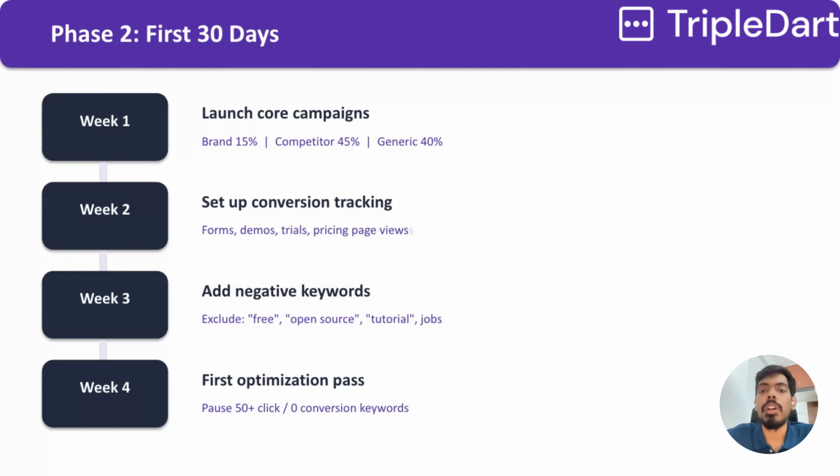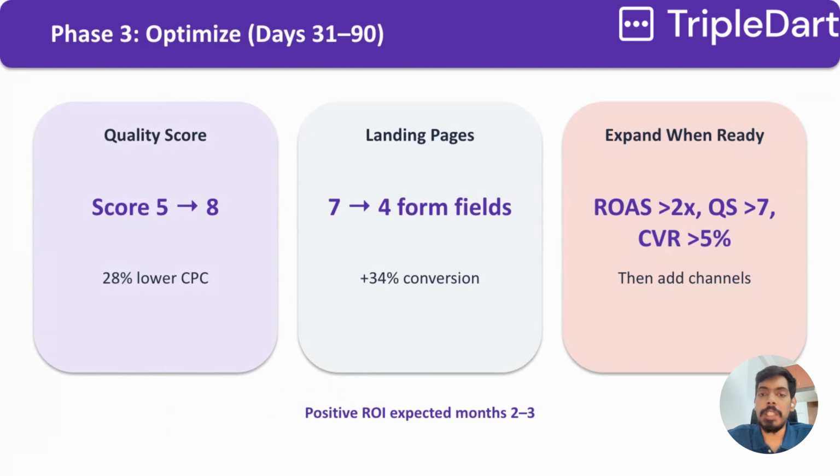That's expected, don't worry. Now coming to phase 3, days 31 through 90. Here you have to improve your quality score. Going from 5 to 8 reduces CPC by about 28%. Test your landing pages, for example, reducing form fields from 7 to 4 increased conversion rates by 34% for a client in our portfolio. Expand to new channels only when the ROAS is about 2x, or quality score is above 7, or conversion rate is above 5%.